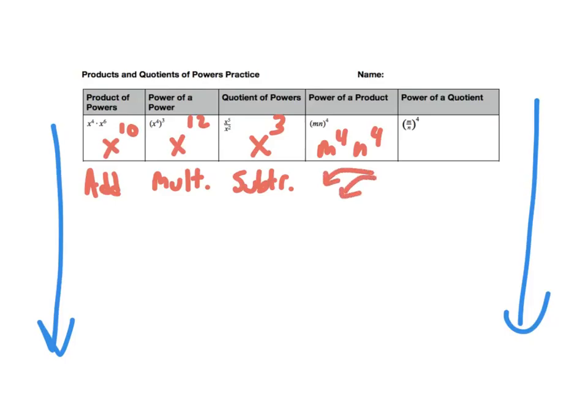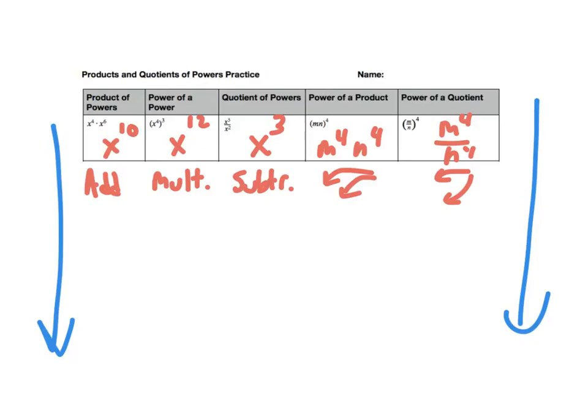That's my way of telling you to pass that 4 out to every factor. Same thing with the quotient, power of a quotient that we just learned. This is going to be m to the 4th over n to the 4th. We're just passing out or distributing that exponent to each base. And you're just going to work your way down the page there.